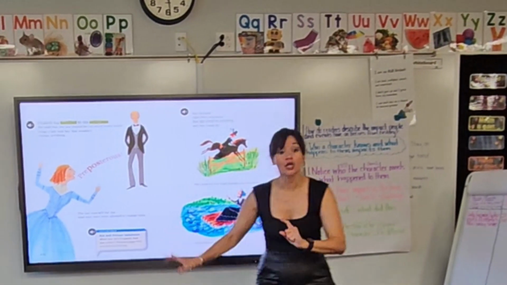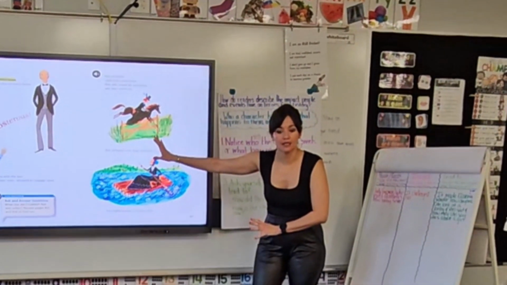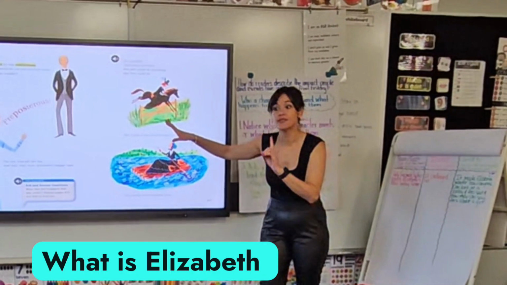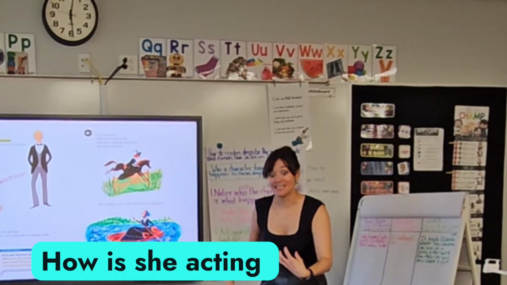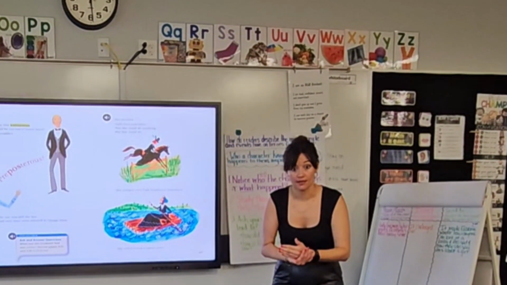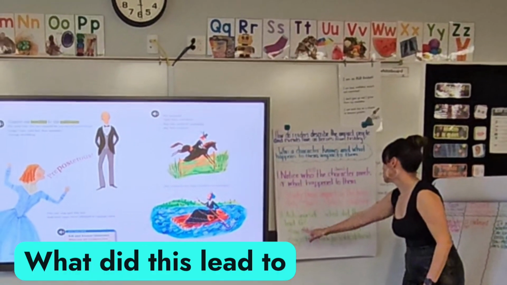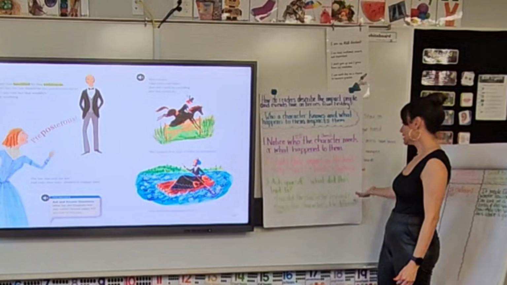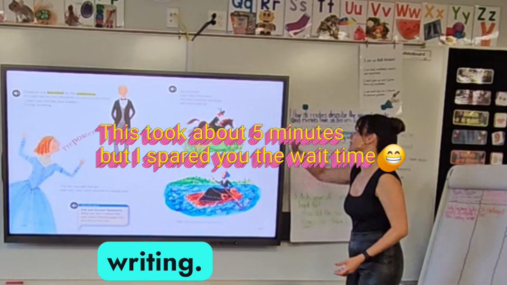I need everyone rereading. Look at this story. What is Elizabeth doing or thinking? How is she acting differently? That is step 3. What did this lead to? How did Elizabeth respond? How is Elizabeth's life different right now? I need everybody writing.